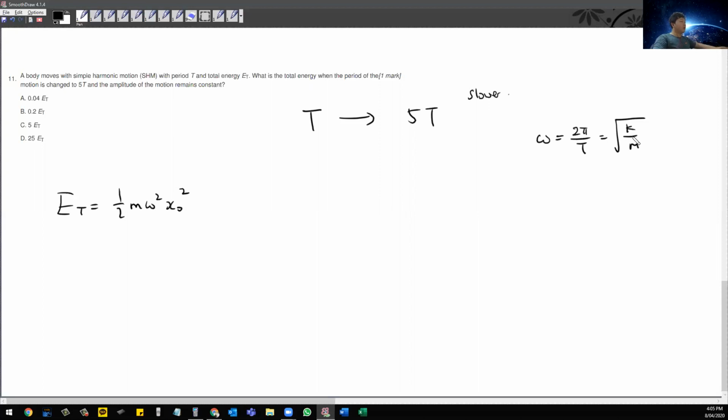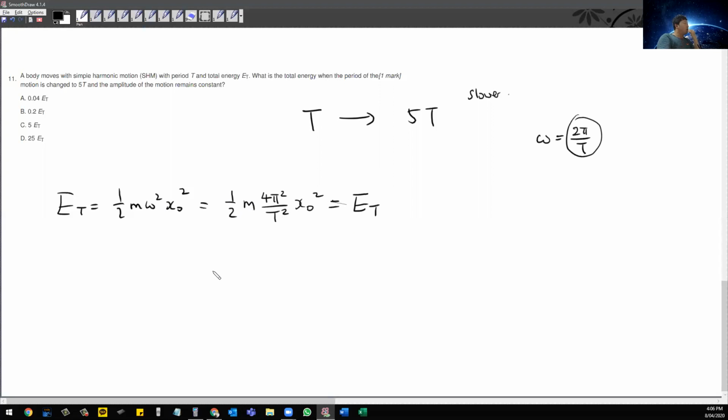Yeah. That's what we need to understand. But we don't need to know this at the moment. So when we plug that here, that's equal to half, mass is staying the same, this is 4 pi squared over t squared, because if you plug that in there, then you get that. And then this is x naught squared, right? Yeah. And let's say this is our E total.